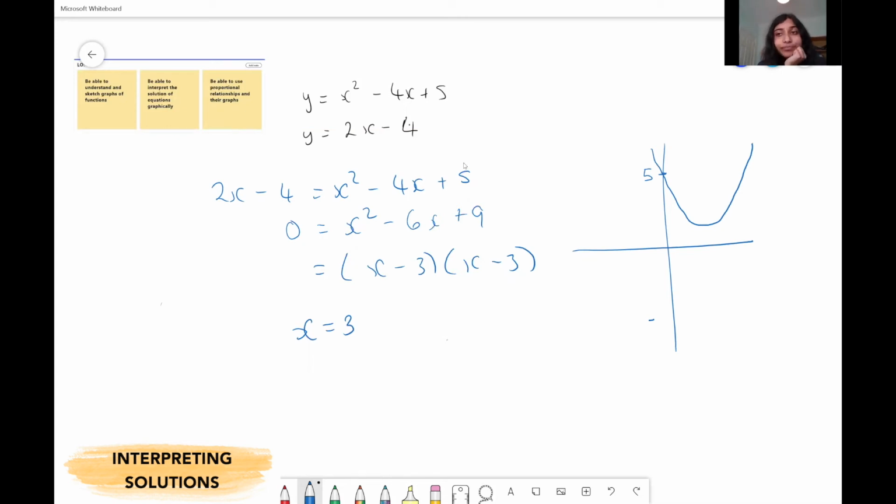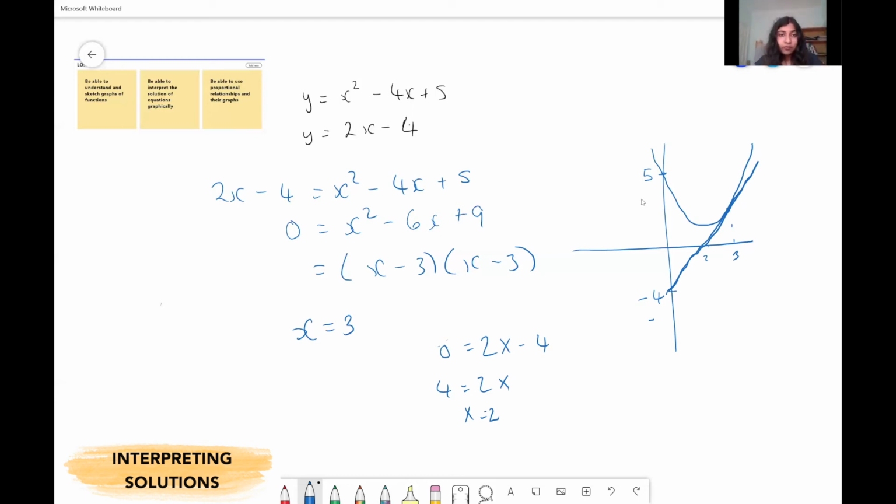And then you have y equals 2x minus 4. You know that will cross the y-axis at minus 4, and you can figure out where it crosses the x-axis. If you do 0 equals 2x minus 4, then 4 equals 2x, so x equals 2. It only crosses the quadratic once, when x equals 3. So the graph would look something like this, but more straight. But yeah, remember to use a ruler.